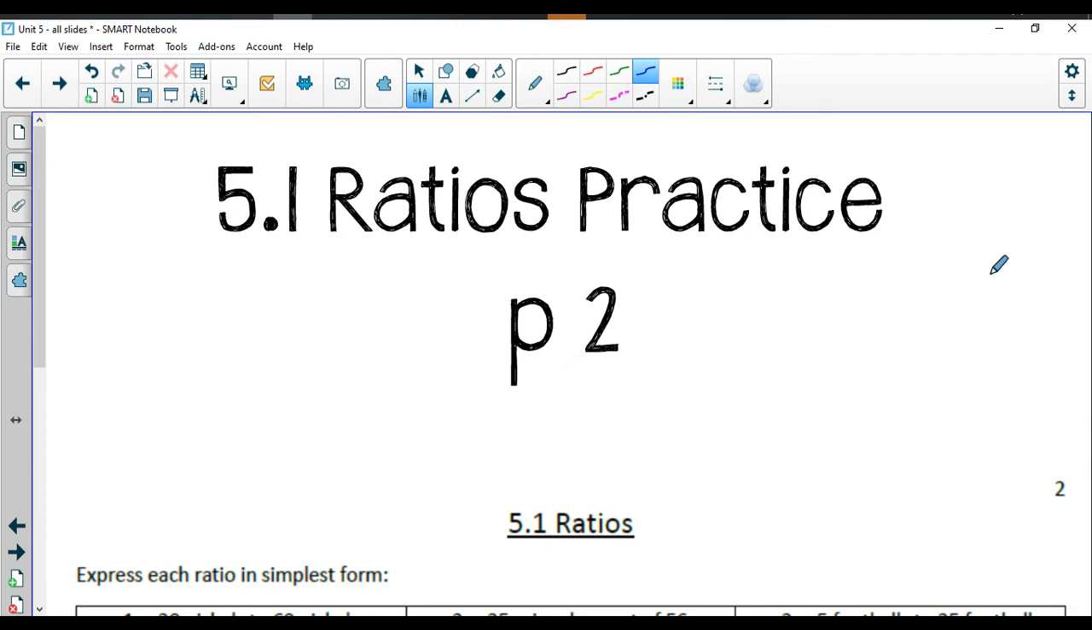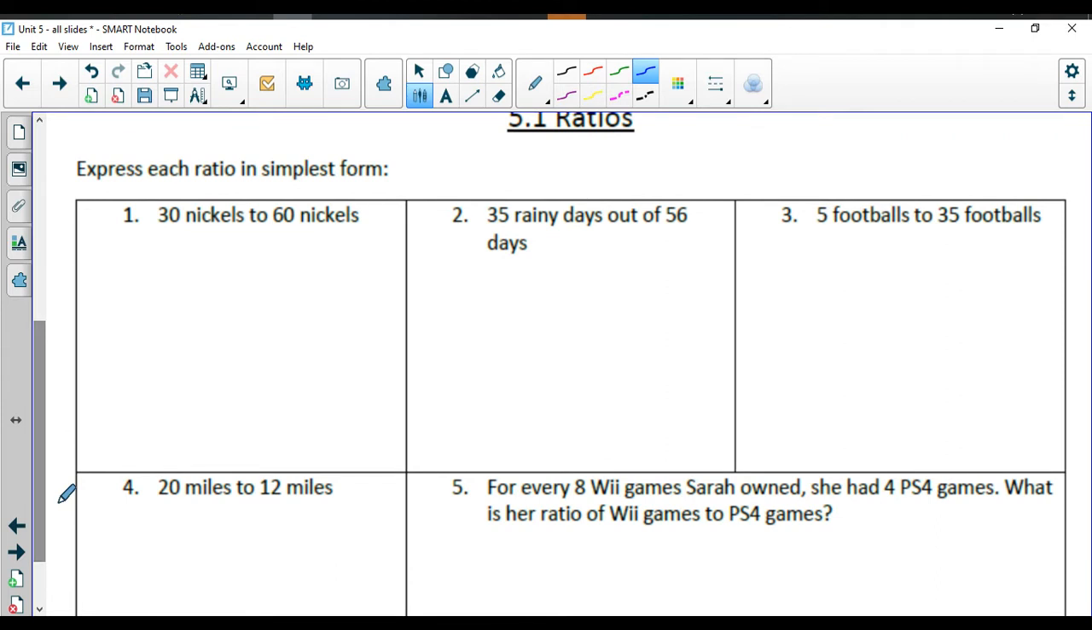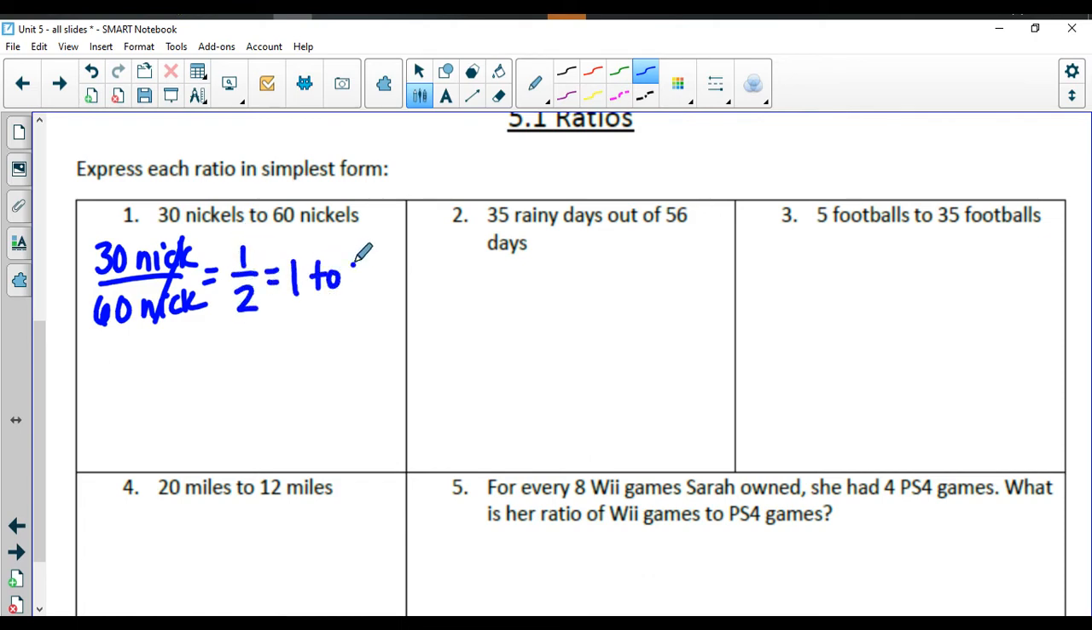All right, here we have lesson 5.1. This is our ratios practice packet, and we are on page 2. So we're going to express each ratio in simplest form. Again, like before in the notes, I'm going to rewrite these as fractions first, checking to make sure that my labels are there that are the same. They can cancel, and then reducing, which would give me 1 over 2, and then rewriting it in the original format. So that's going to be the method I use to do all of these.